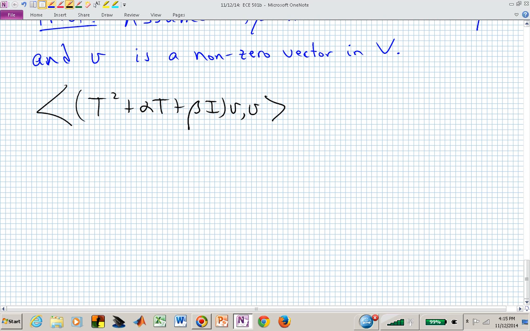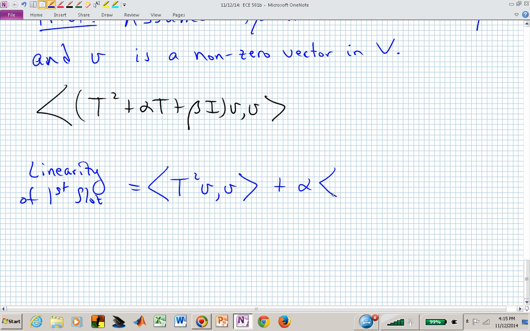Well, we have 3 terms in the first slot. Why don't we break those out or use linearity of the first slot to say that that expression is now T squared v, inner product with v, plus, and we have homogeneity in the first slot, which will pull out that scalar alpha, Tv with v, plus, again using the homogeneity of the first slot, beta times the inner product of v with v.